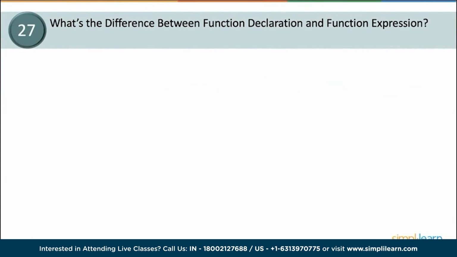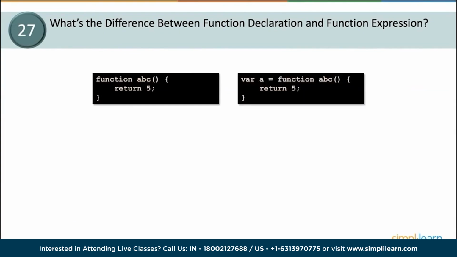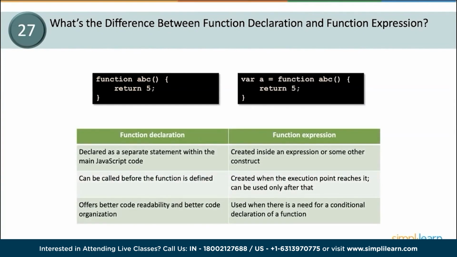Now, what is the difference between function declaration and function expression? See, this is called a function declaration, and you talk about a function expression. Function declaration is just to declare a separate statement within the main JavaScript code, and it can be called before the function is defined. It gives you better readability, whereas function expressions are always created inside an expression.